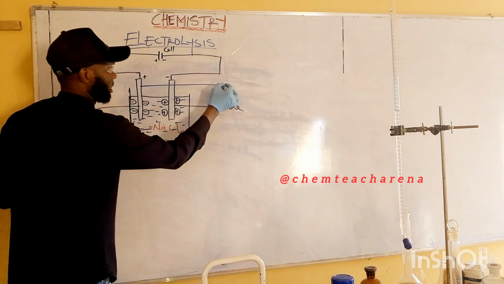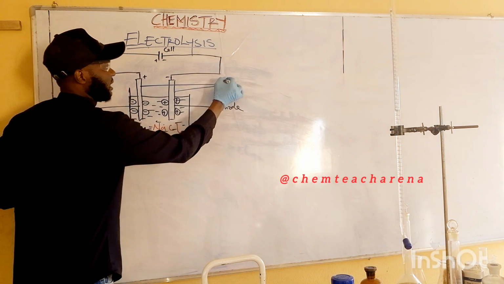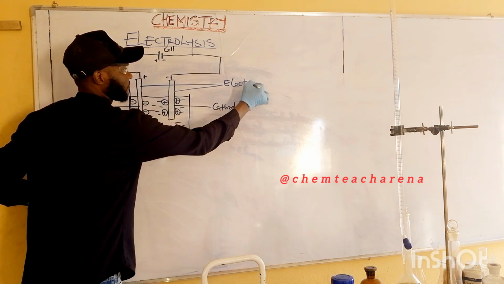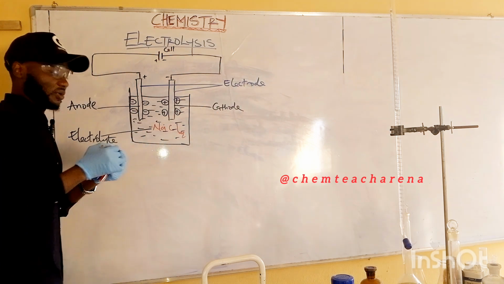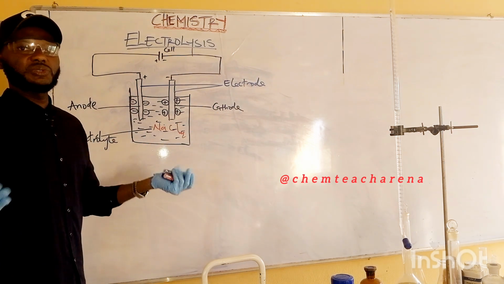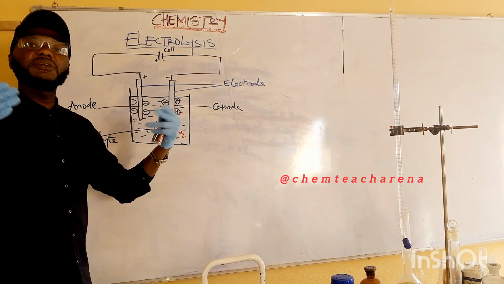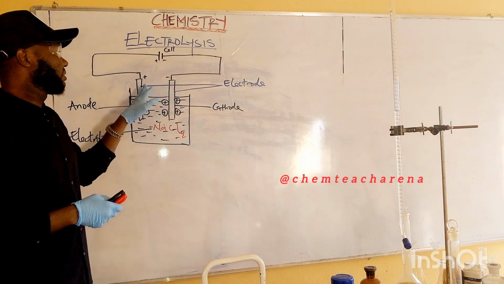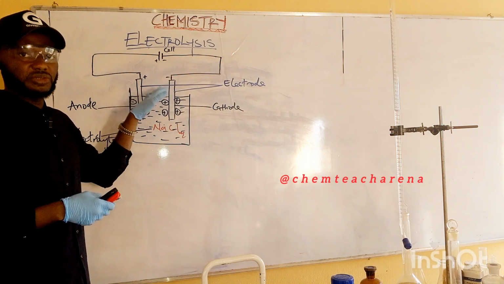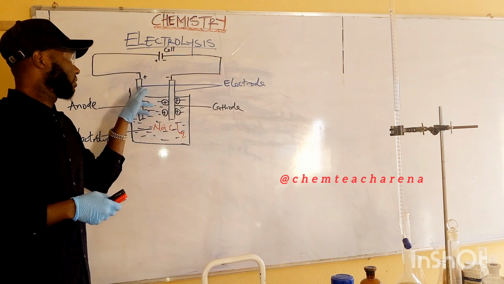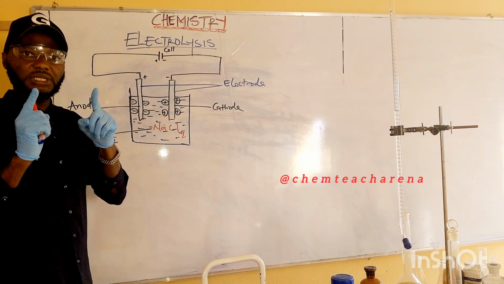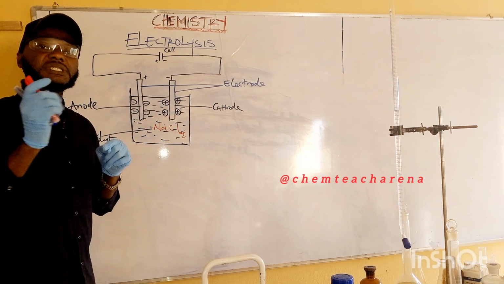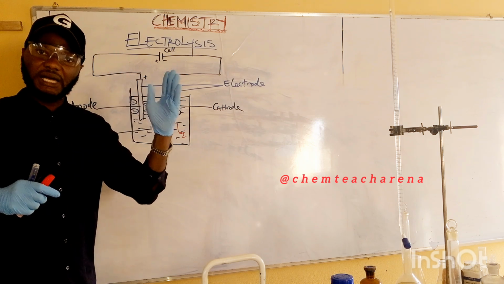This and this, they are electrodes. Yes, because we said electrodes are metals through which electric current enters or leaves the electrolyte. So these are the electrodes, sorry. These two are both electrodes. Among these two, one of them is the cathode, the other one is the anode.